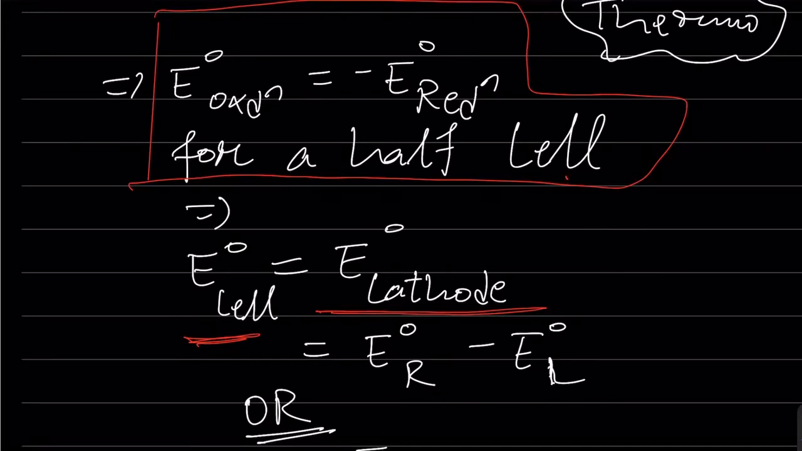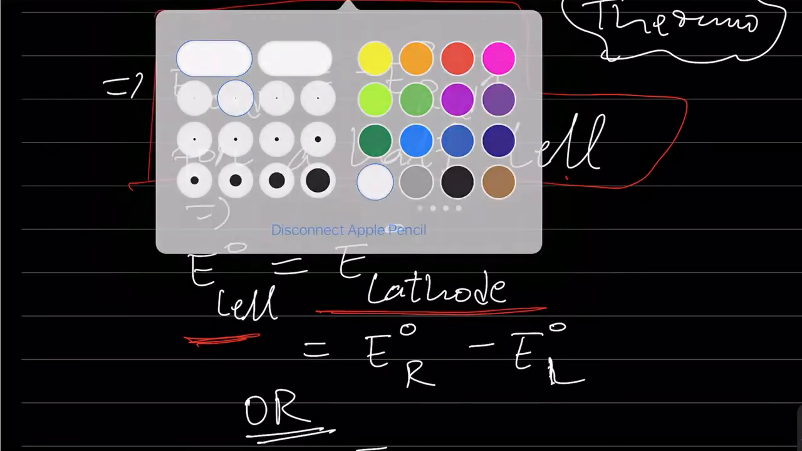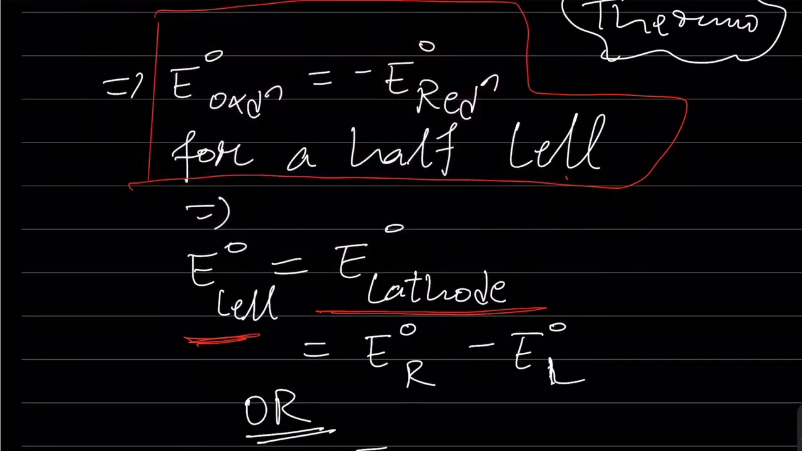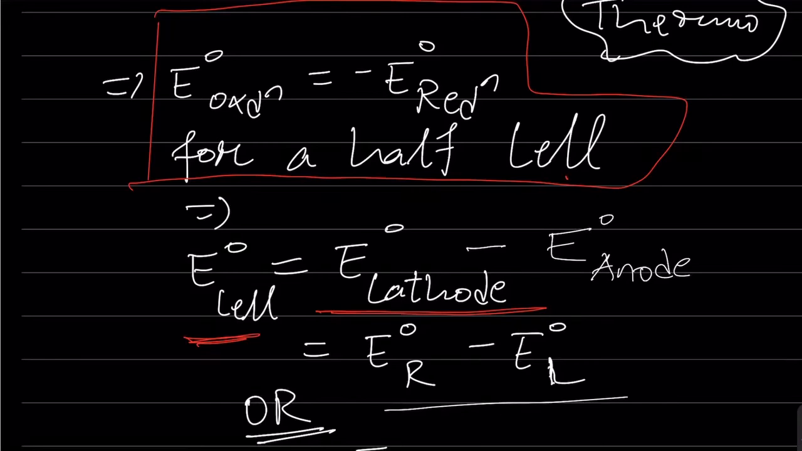So what do we write here? We will attach the plus sign and we will write E naught oxidation. Or if you are not doing this, then what will you do? You will write minus E naught anode. Cathode and anode means we are talking about reduction potential only. That is E naught right minus E naught left.